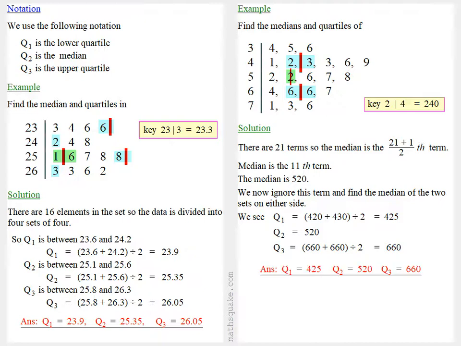So we have the lower quartile, Q1, is equal to 425. The median, Q2, is equal to 520. And the upper quartile, Q3, is equal to 660.